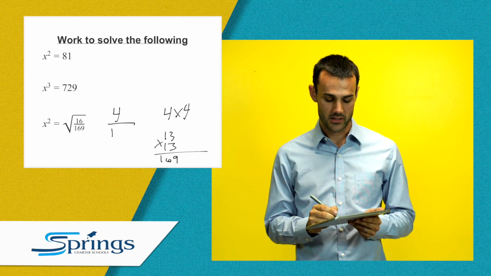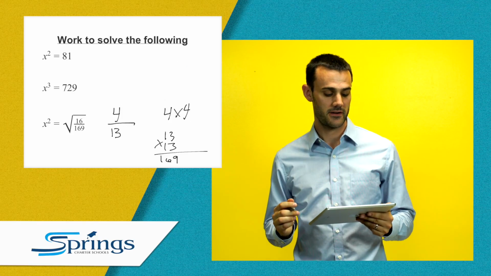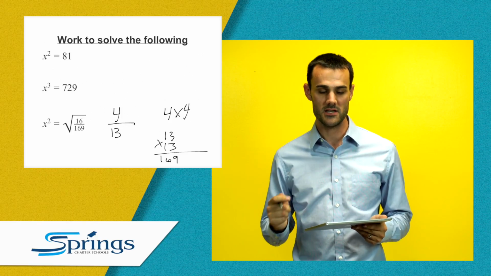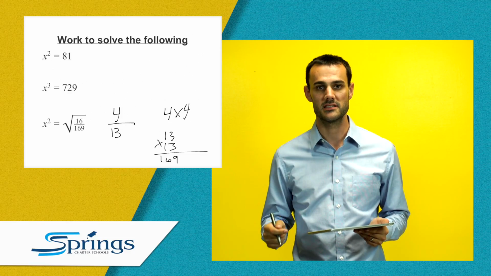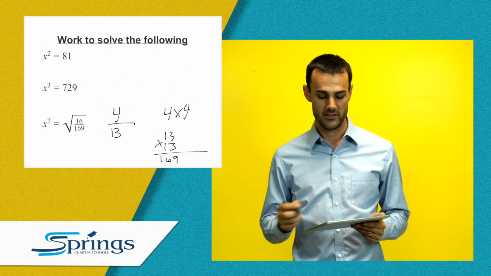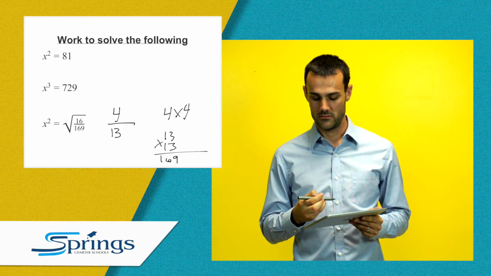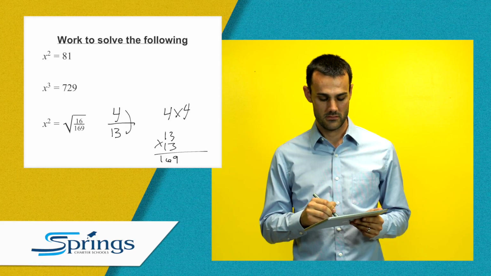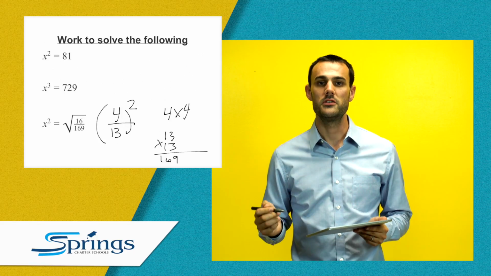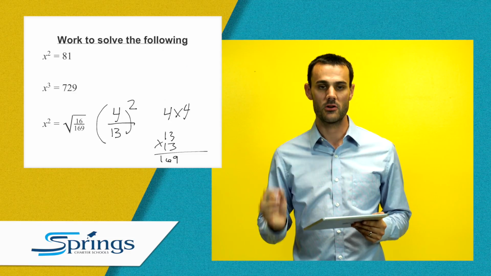So my conclusion and my answer here is that x squared, which is, we need to figure out what fraction when it's squared, is equal to 16 over 169. And in this case, the answer is 4 over 13. And if I were to put this in parentheses and square it, we would use one of the rules we learned earlier. We would actually square both those, and it would get us to our original fraction.